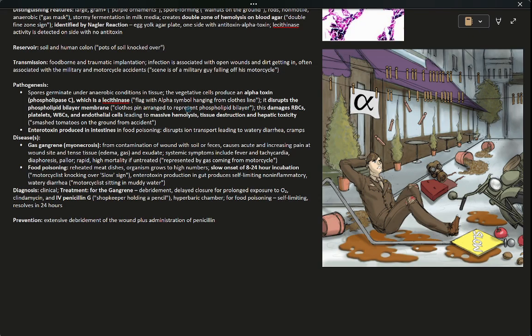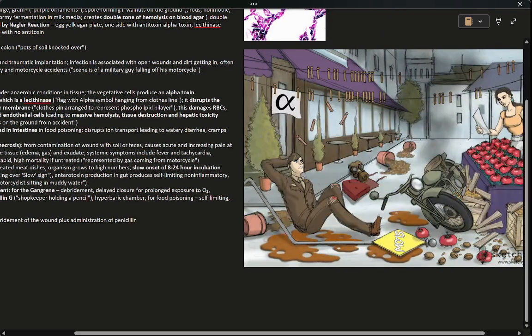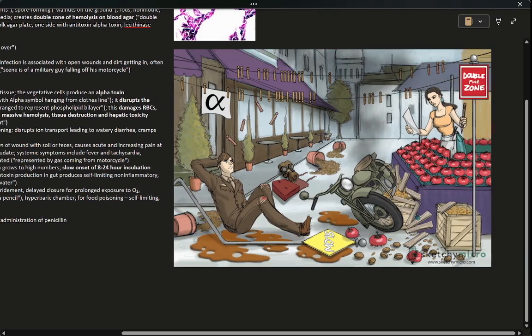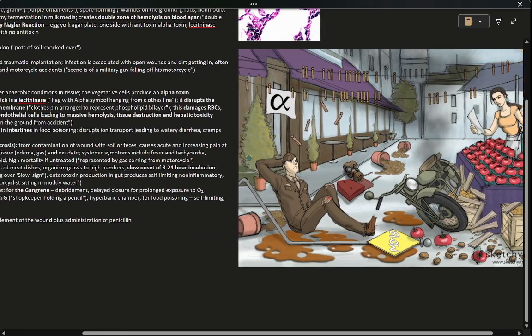So what happens next is, with this destruction of the phospholipid bilayer, the red blood cells are damaged, in addition to the platelets, the white blood cells, and the endothelial cells. This leads to massive hemolysis, tissue destruction, and hepatic toxicity. And you can remember these by thinking about the smashed tomatoes on the ground from the accident. So here are the smashed tomatoes on the ground.